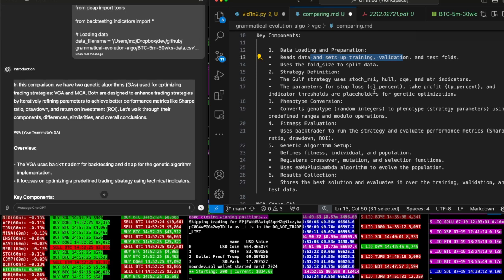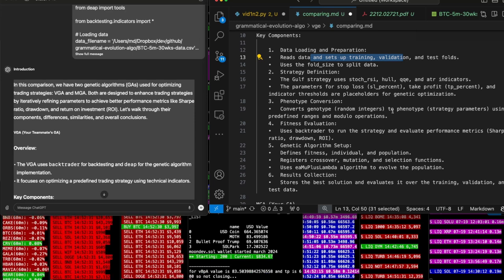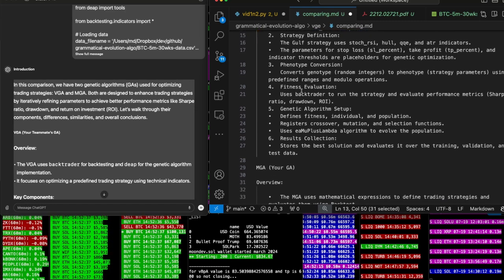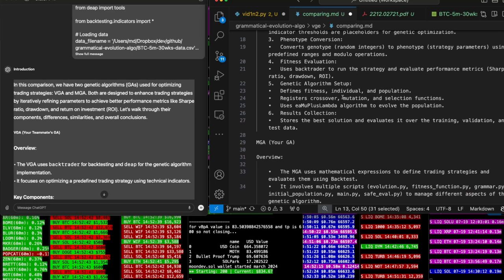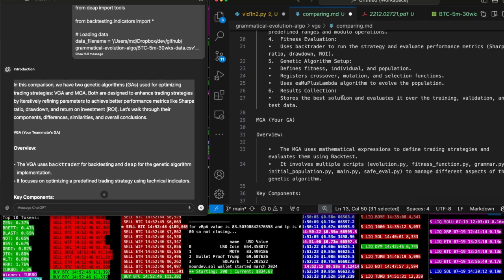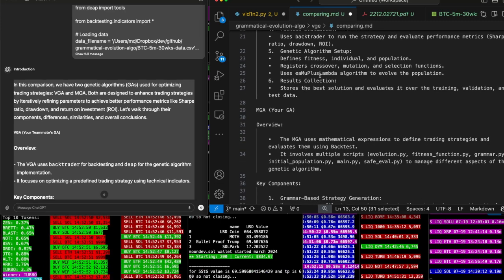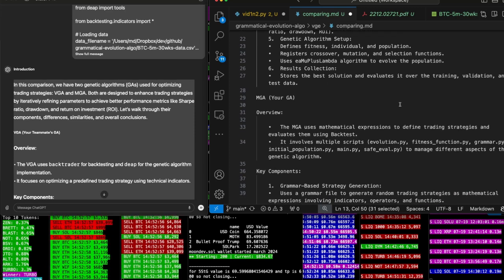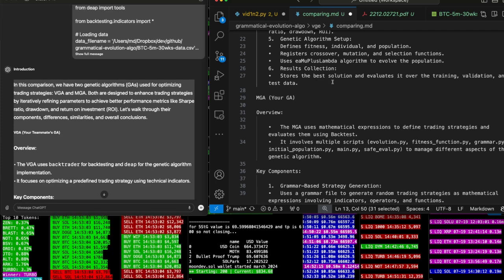Strategy definition, okay. Indicator, phenotype conversion. Converts genotype, which is random integers, to a phenotype, which is strategy parameters, using predefined ranges and modulo operations. Fitness evaluation uses Backtrader to run the strategy and evaluate performance metrics. Genetic algorithm setup defines fitness, individual, and population, registers crossover, mutation, and selection functions. Uses the eaMuPlusLambda algorithm to evolve the population. Results collection: stores the best solution and evaluates it over the training, validation, and test data.